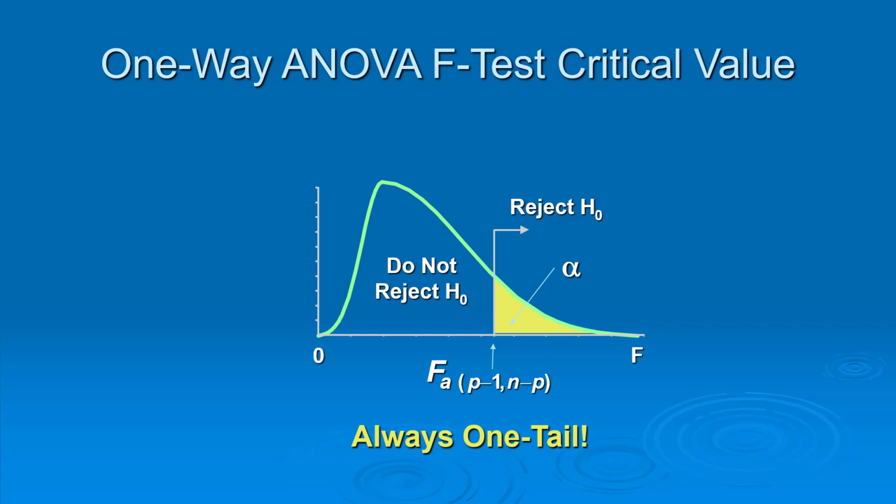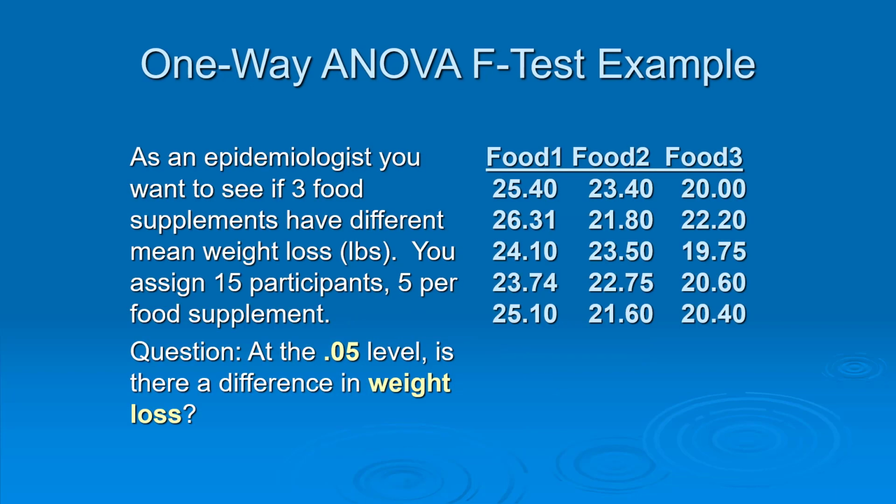SPSS software provides an exact p-value of 0.03. We can reject the null hypothesis and conclude that at least one of the diet groups differs from the others in terms of mean health rating. Let's look at an example to exercise our knowledge of ANOVA.